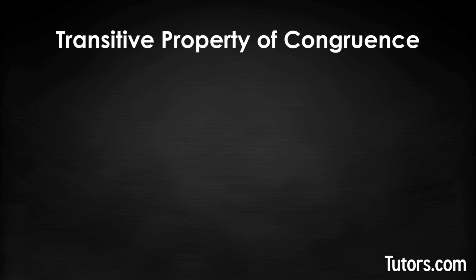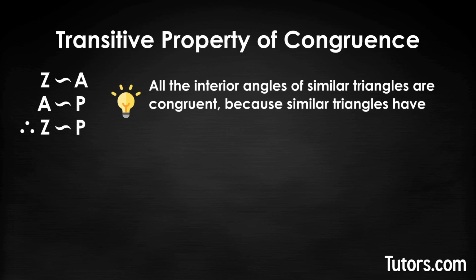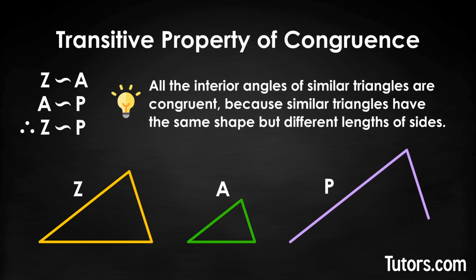Now, let's apply the transitive property of congruence. Knowing that for any objects, geometric or real, Z is similar to A, and A is similar to P, tells us that Z is similar to P. But how can we use that information? For triangles, all the interior angles of similar triangles are congruent, because similar triangles have the same shape but different lengths of sides. Let's make triangles Z, A, and P.